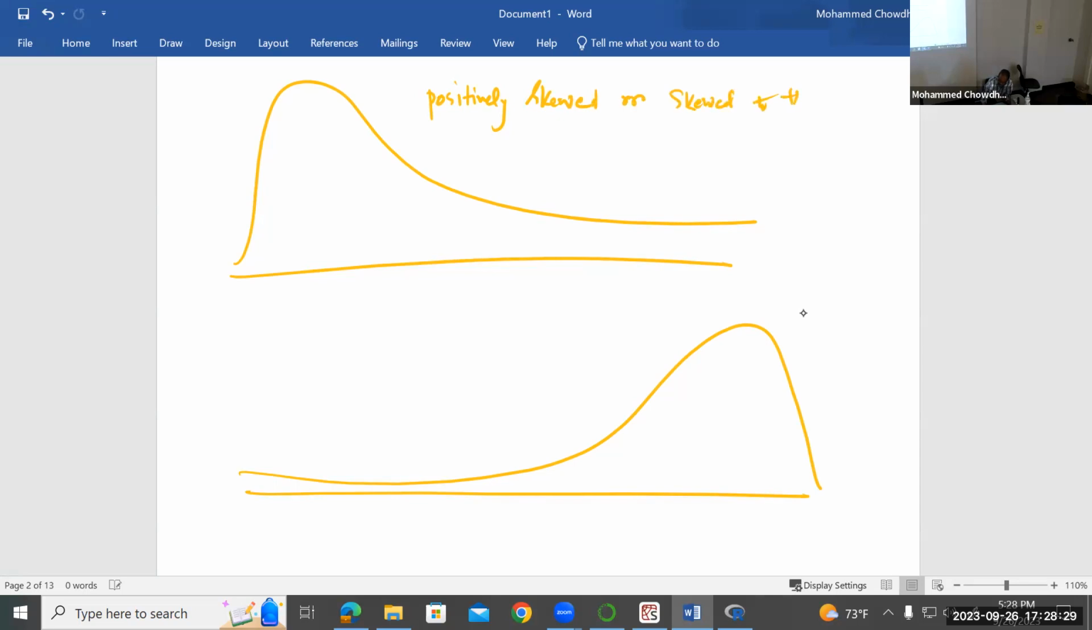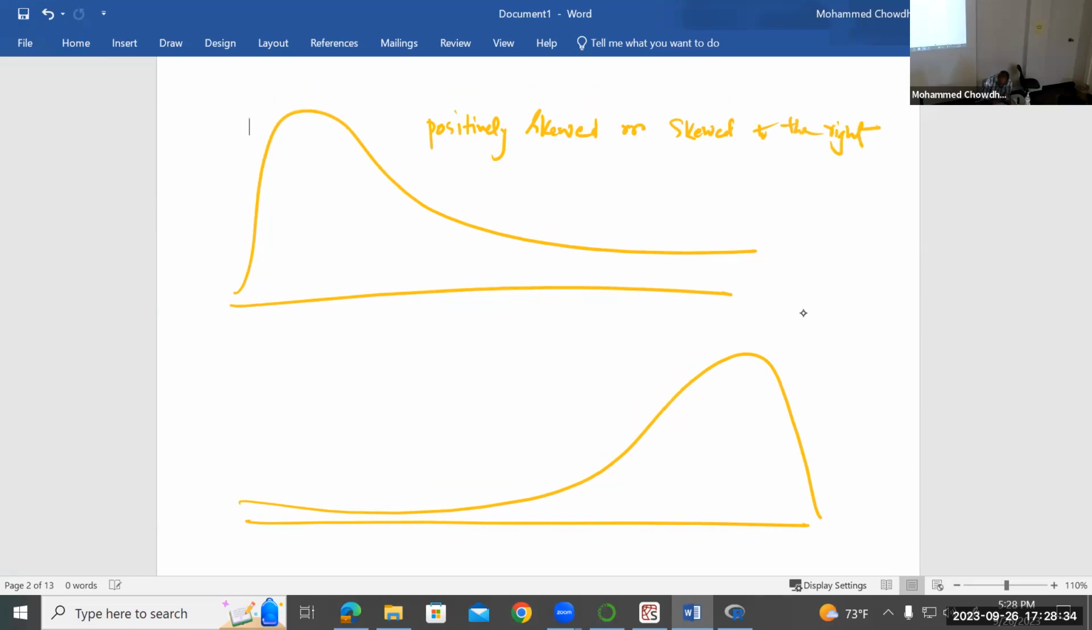Skewed to the right. Okay. This is called negatively skewed, or skewed to the left. Okay, this is called positively skewed, or skewed to the right.